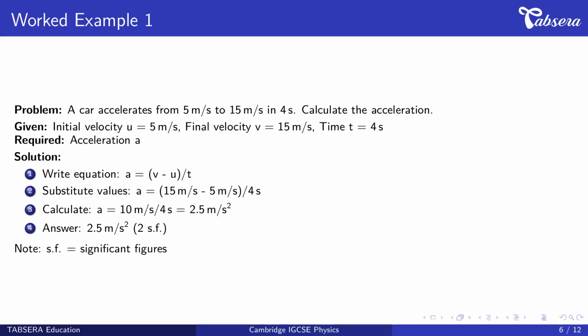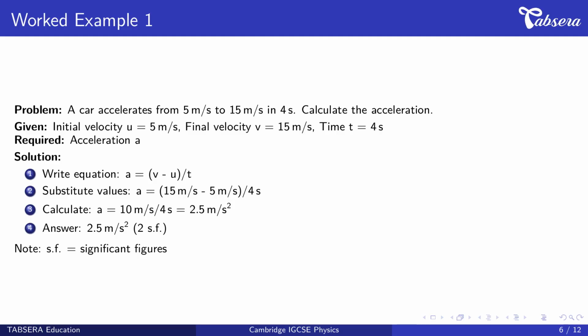Let's work through our first example. The problem states, a car accelerates from 5 meters per second to 15 meters per second in 4 seconds. Calculate the acceleration. We are given initial velocity u equals 5 meters per second, final velocity v equals 15 meters per second, and time t equals 4 seconds. We need to find the acceleration a.